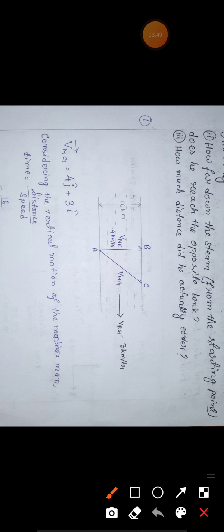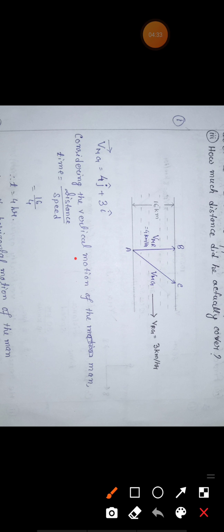So we can say that since displacement is independent of path, the man first covers the path from A to B, then he covers from B to C. Okay, so his own velocity, the vertical component of velocity, helps him cover the distance from A to B, and the horizontal component of velocity helps the man to flow from B to C.